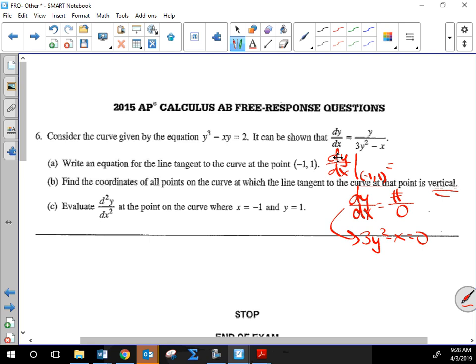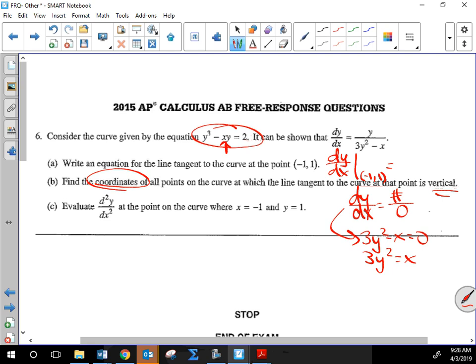So that means I need to pull in a second equation in solving this system of equations. So we just go back to our original equation here. I went ahead and just solved and said 3y squared equals x. And then I took this and substituted for x here and then solved.